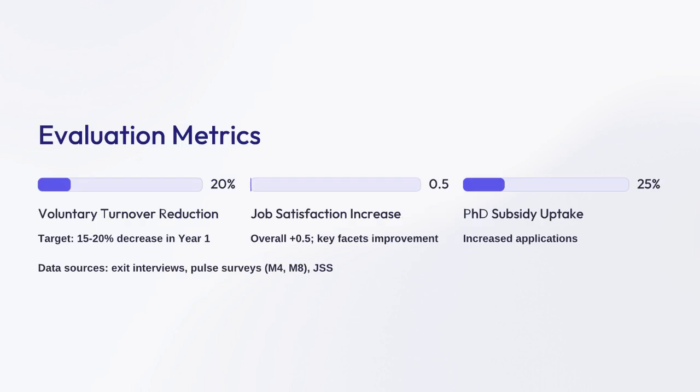And for the evaluation metrics, how will we judge success? 4 headline KPIs anchor our evaluation framework. First is voluntary turnover. Target a drop from 30% to 24% by month 6 and 20% by month 12, a one-third relative reduction. And the second one is the job satisfaction survey. Aim for a 0.5 point lift on a 5-point scale with special focus on communication and fairness. And the third one is PhD subsidized uptake. Expect a 25% increase as shorter service periods enhance appeal. And the fourth one is cost per hire. Project an 80% decrease thanks to fewer emergency searches and streamlined interviewing.